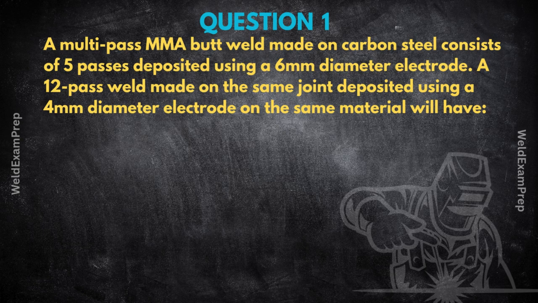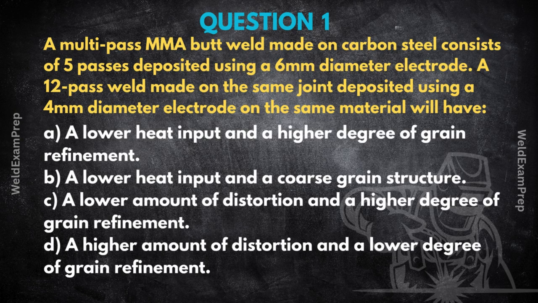Question 1. A multi-pass manual metal arc MMA butt weld made on carbon steel consists of 5 passes deposited using a 6 millimeter diameter electrode. A 12-pass weld made on the same joint deposited using a 4 millimeter diameter electrode on the same material will have. And the options are A, a lower heat input and a higher degree of grain refinement. B, a lower heat input and a coarse grain structure. C, a lower amount of distortion and a higher degree of grain refinement. D, a higher amount of distortion and a lower degree of grain refinement.